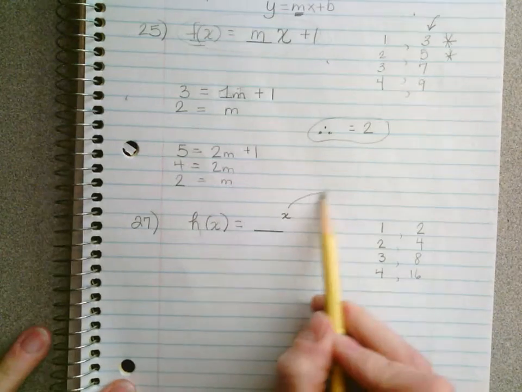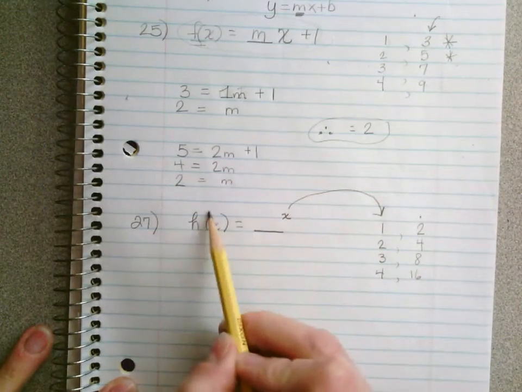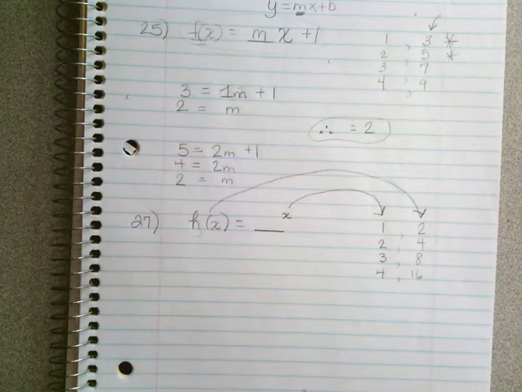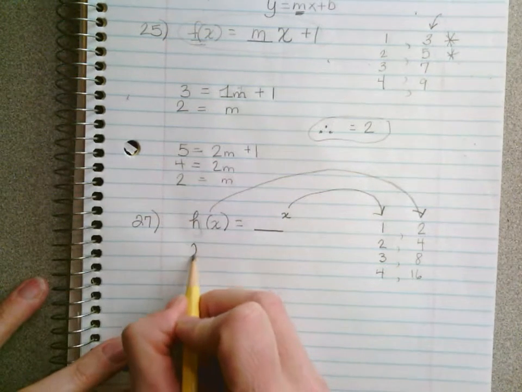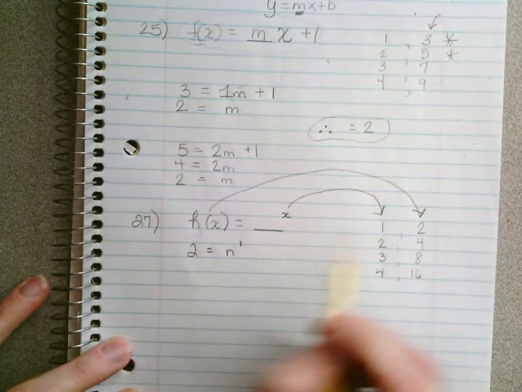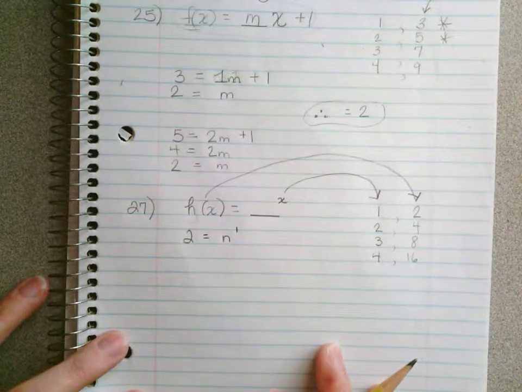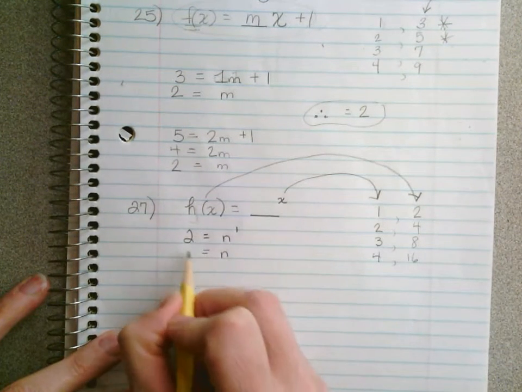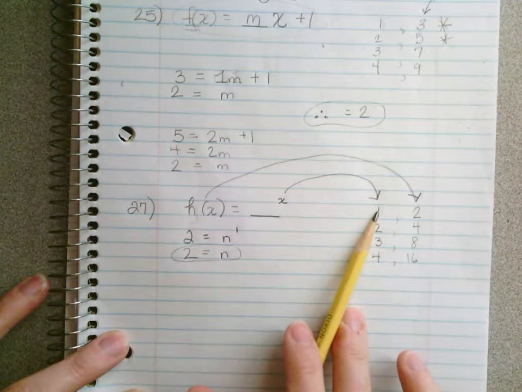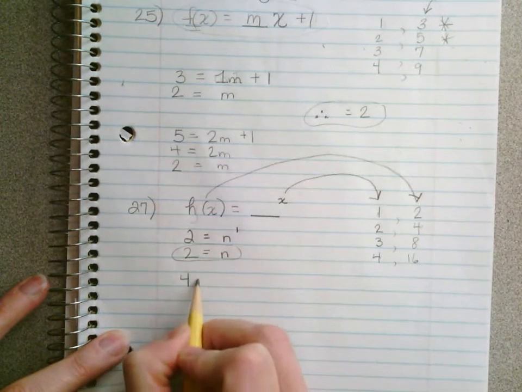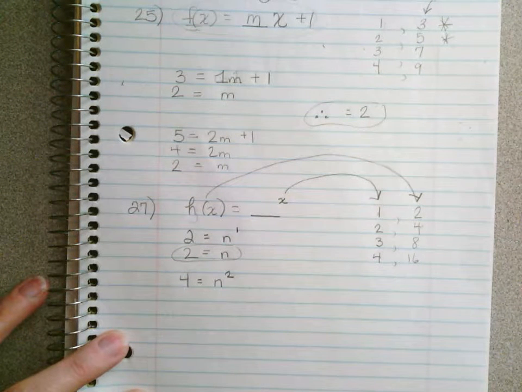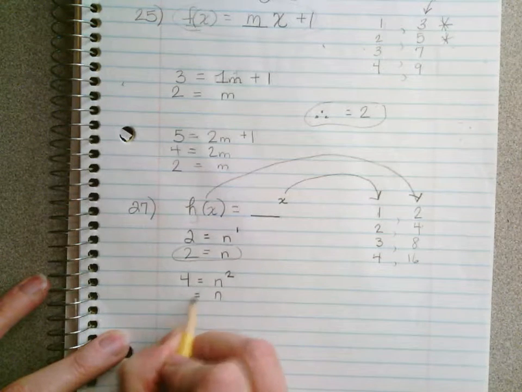So the x values and the y values, and we can solve from there. Let's try it. 2 is equal to what number to the first power? Anybody know? Yeah. N has to be 2. All right, let's do one more just to make sure. I did this one. Do this one. 4 is equal to what number to the second power? Is it still 2? Yeah.